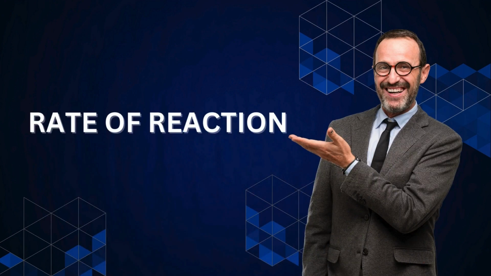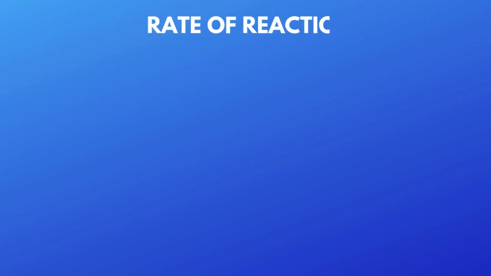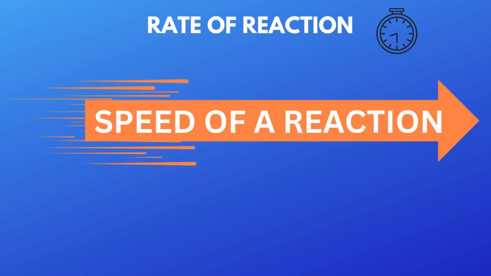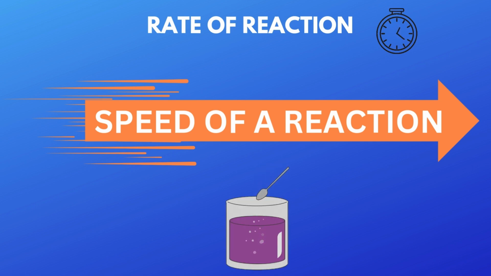Now, let's focus on an important topic. What is rate of reaction? Rate of a reaction is nothing but speed of a reaction. It describes how quickly a chemical reaction happens. For example, if you dissolve an antacid tablet in water, it starts fizzing. The rate of reaction would tell us how fast the tablet dissolves and releases gas. That's it. It's that simple.